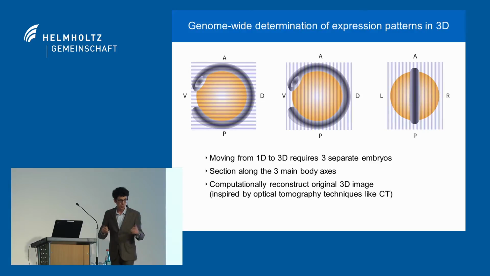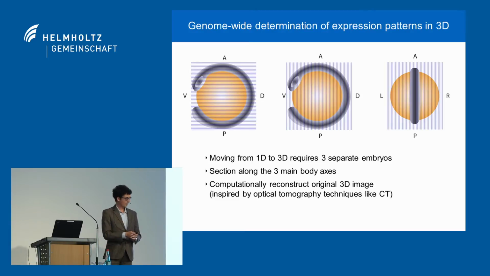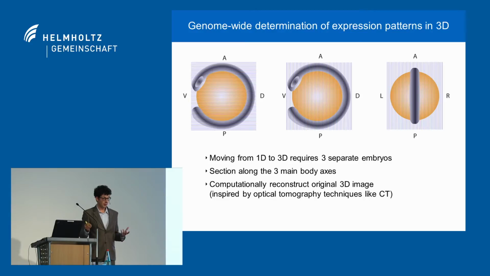It's again a simple solution. Now we take 3 different embryos, and we section them along different axes, along the 3 main body axes. So from left to right, ventral to dorsal, and from the head to the tail. That way, we measure projections of gene expression along the 3 main body axes. And then, based on these 3 1D data sets, we reconstruct a composite 3D image. This is inspired by optical tomography techniques like computed tomography, where you also take images under different angles and then reconstruct an image.